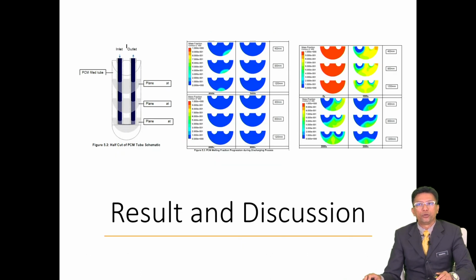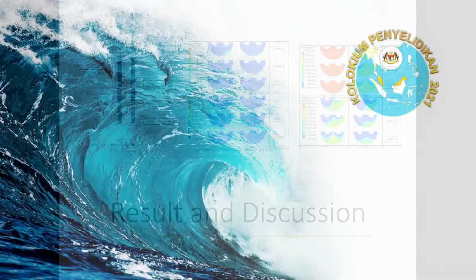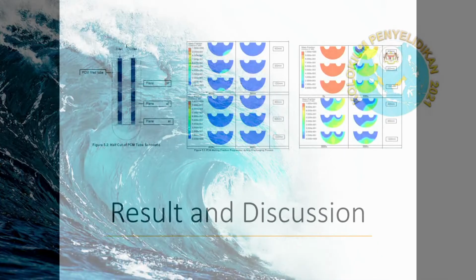This figure shows the mass fraction contour for the discharging process, where the orange color indicates the PCM in liquid state. As time builds up and the heat energy is transferred to the water, the PCM solidifies, which can be seen in its color change to blue.